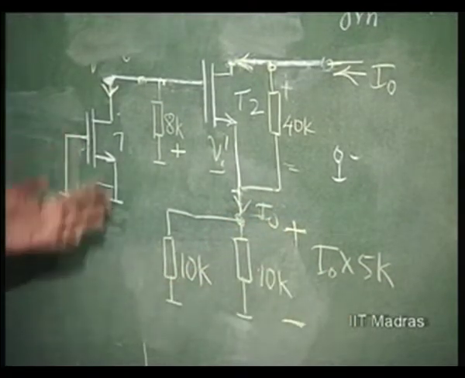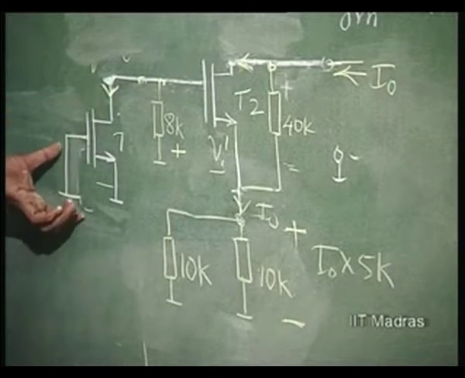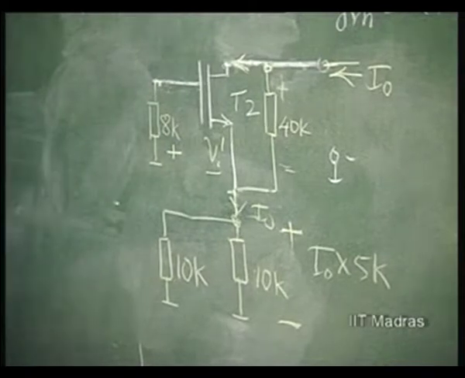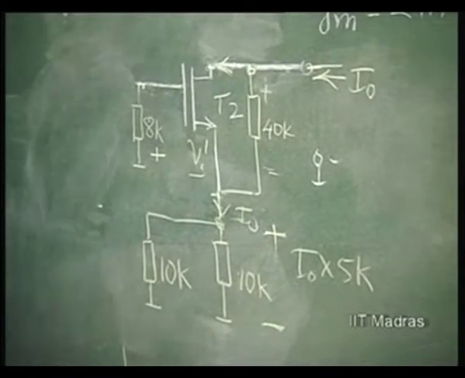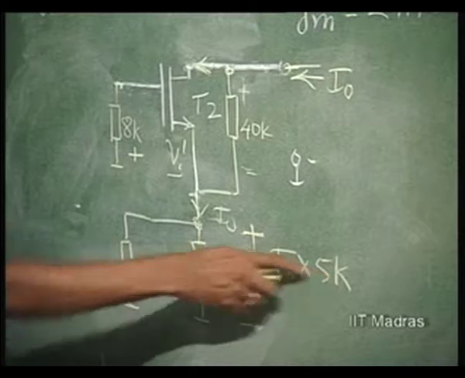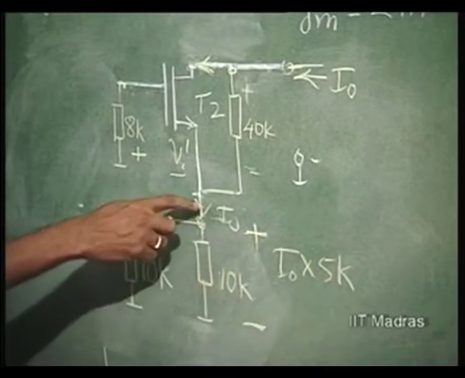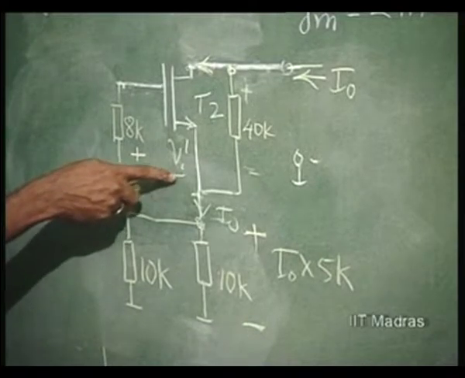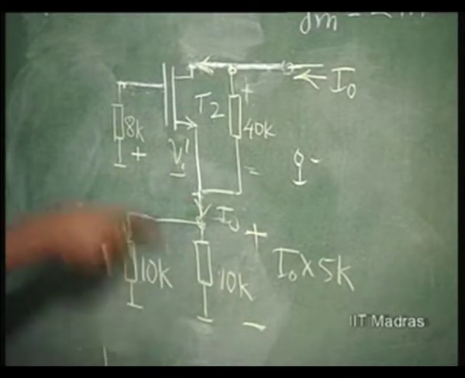As far as this is concerned, this is useless, Vi is 0. So, this current source current is 0. So, the circuit gets simplified very much. So, this has 5 times I naught into k as voltage across this, and that voltage will be coming with this end positive and this end negative. That means this is negative.